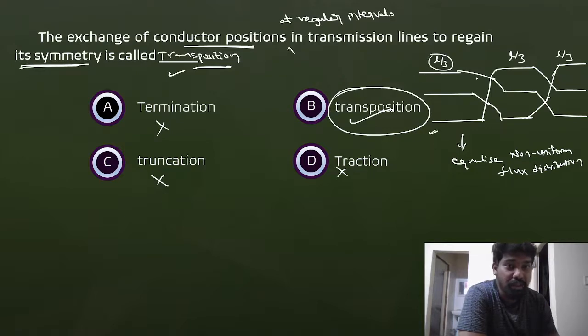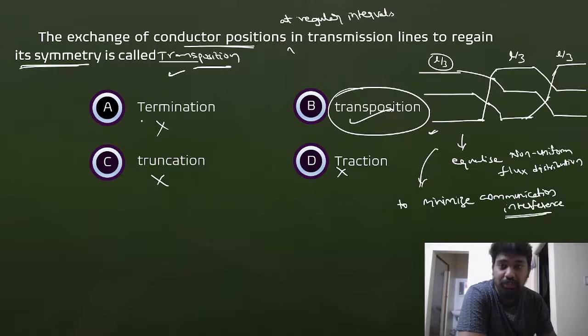If you regularly displace the transmission line at equal intervals, I mean at regular lengths, then we call this phenomenon transposition, and this is used to minimize communication interference. This is also one of the important bits corresponding to transmission line, power system transmission and distribution. Fine, let us go to the next question.